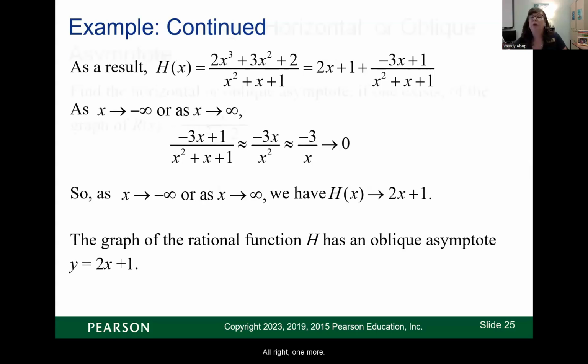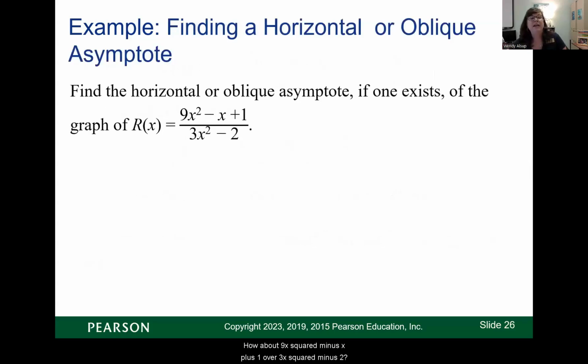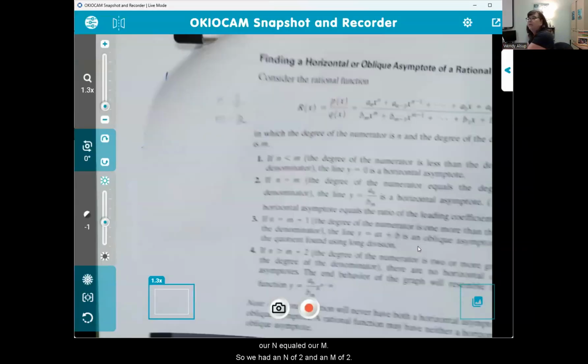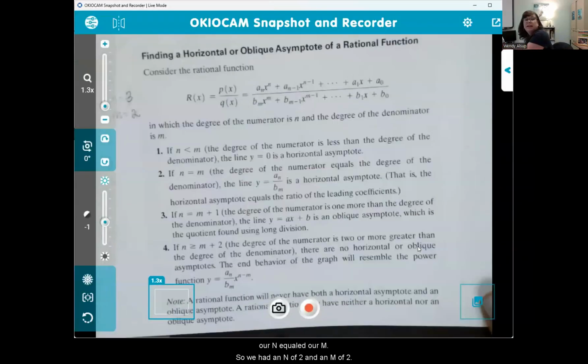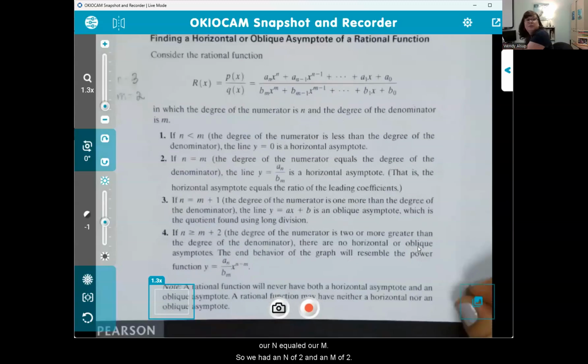All right, one more. How about 9x squared minus x plus 1 over 3x squared minus 2? Highest exponent up top is 2, so our n equals 2. Highest exponent on the bottom is 2, so our m equals 2. So if we go back here to our handy dandy horizontal asymptote cheat sheet, on this one, our n equaled our m. So we had an n of 2 and an m of 2.